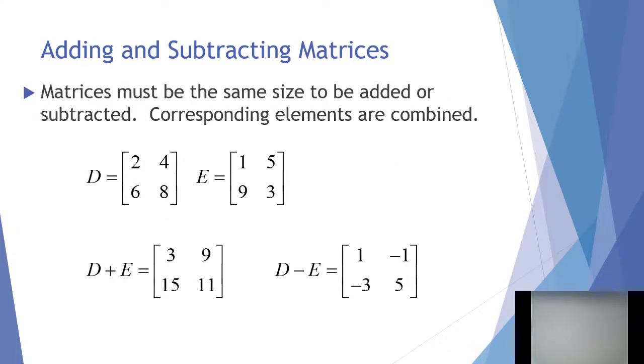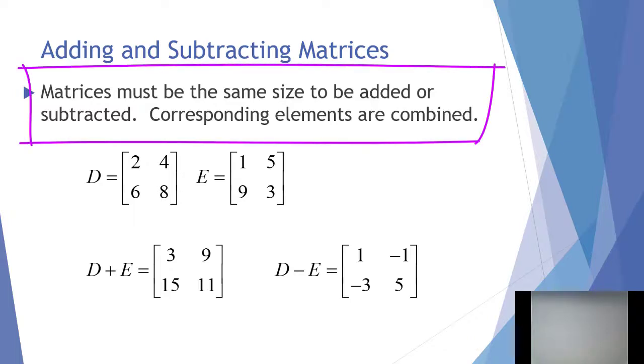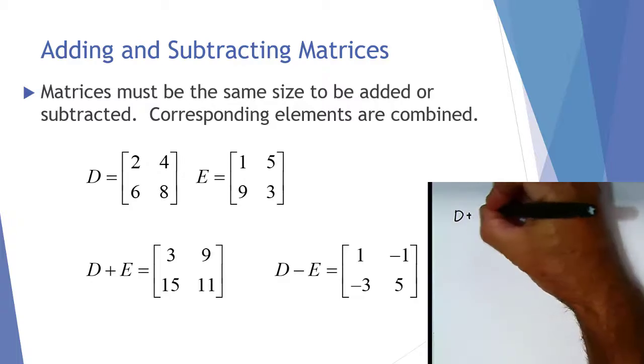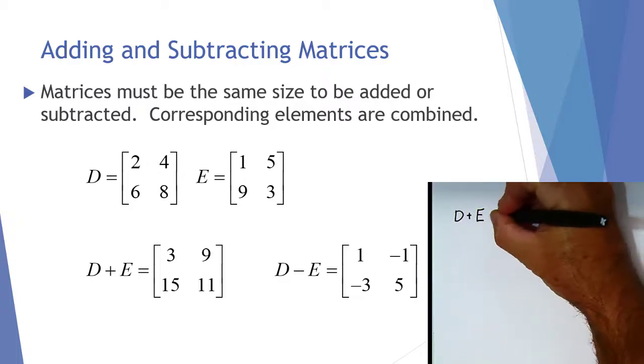Okay, let's take a look at some simple matrix operations here. We're going to start by adding and subtracting matrices. The key here is matrices have to be the same size in order to be added or subtracted, and all we do is combine corresponding elements. So let's take a look here. We want to find the matrix D plus E.